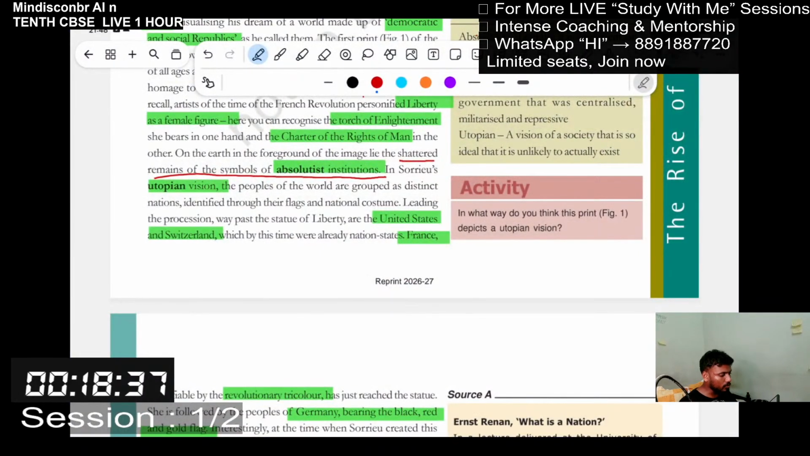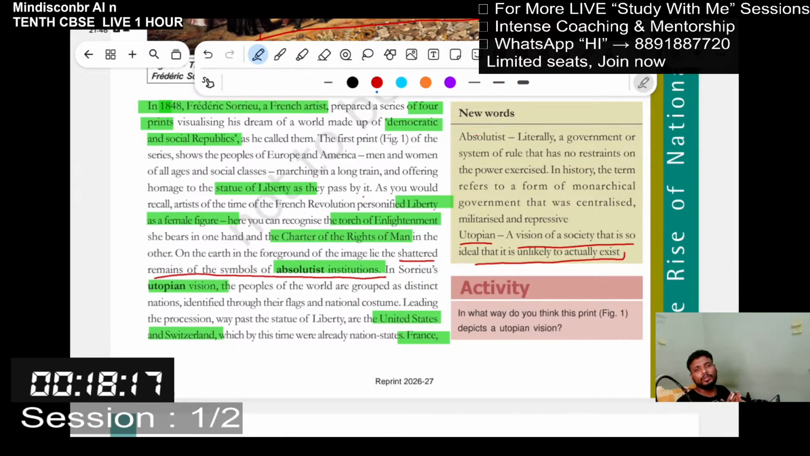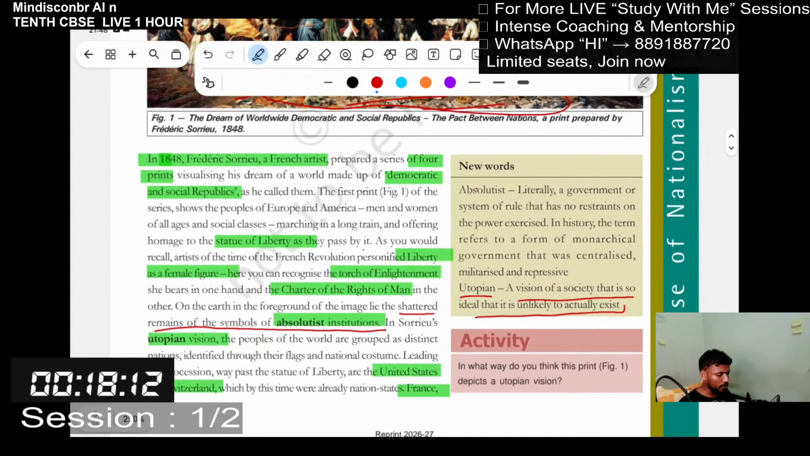And what do you mean by utopian vision? Utopian vision, a vision of a society that is so ideal that it is unlikely to actually exist. That is because it is such an ideal vision that the chance of it existing is very low. Absolutist, literally a government or system of rule that has no restraints on the power exercised. In history, the term refers to a form of monarchical government that was centralized, militarized, and repressive.